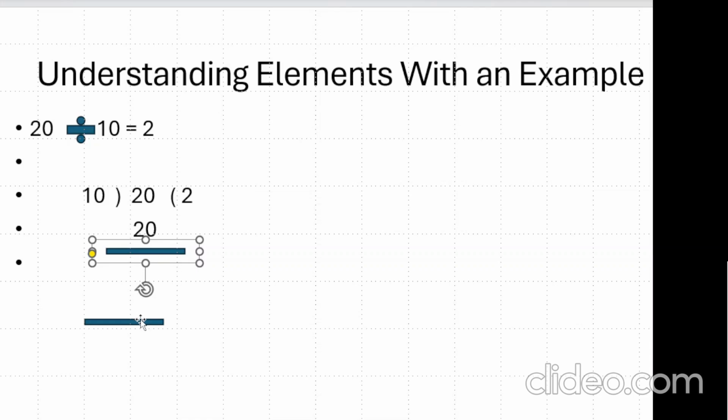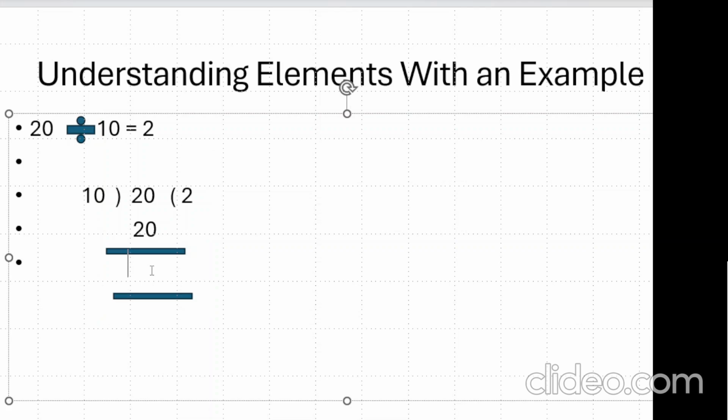So leaving a remainder of 0. So here the divisor becomes 10, dividend is 20 and 2 being the quotient and remainder being 0. Hope you have understood elements.